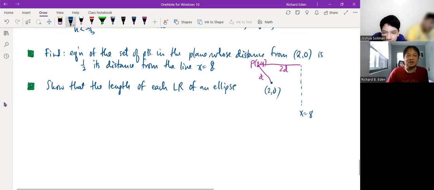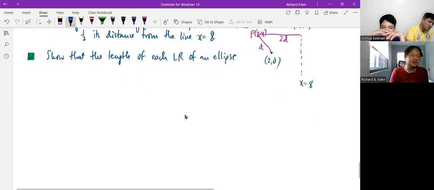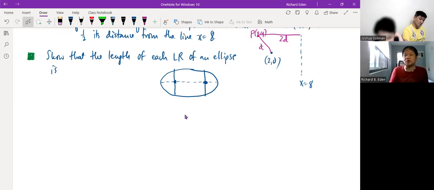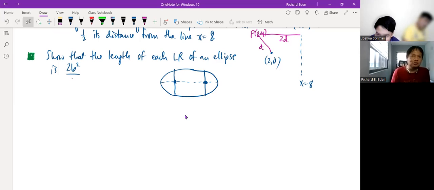So what's an LR or a latus rectum of an ellipse? We defined it similarly for a parabola. For an ellipse, take each of the foci, it doesn't matter which one, and then draw the segment through the focus and perpendicular to the axis. It doesn't matter which segment you consider because of the symmetry. Those two segments are going to have the same length anyway. Show that this is going to be equal to 2b squared over a.